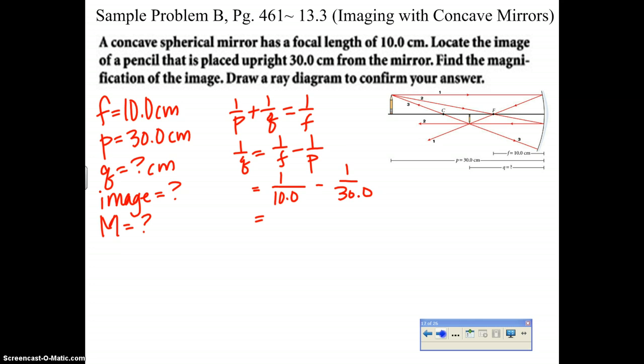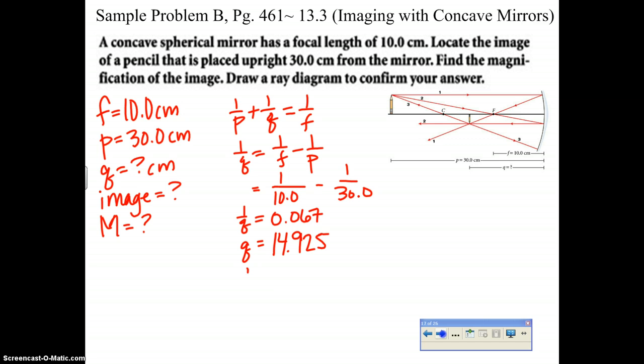Putting that into your calculator gives you 0.067. And then you want to take the inverse of that, because this is what 1 over q is. So therefore, 1 divided by the second answer gives you 14.925.